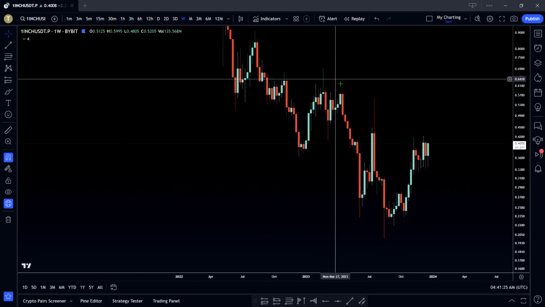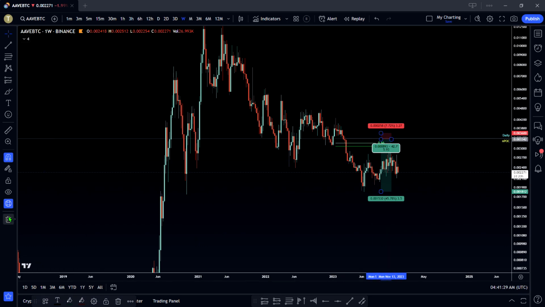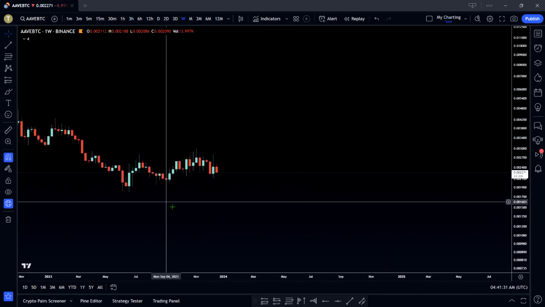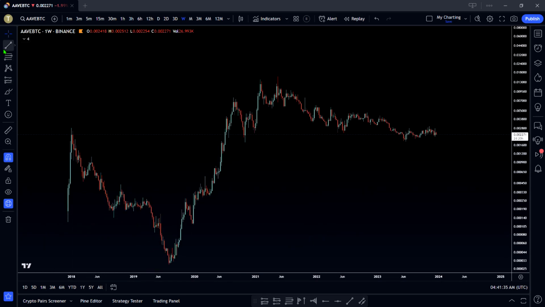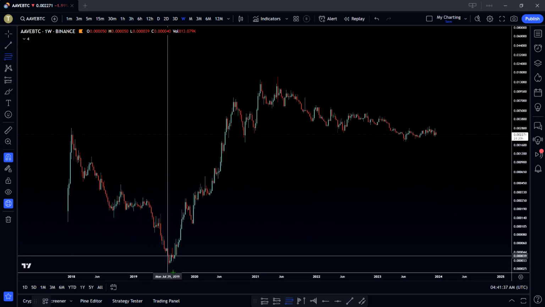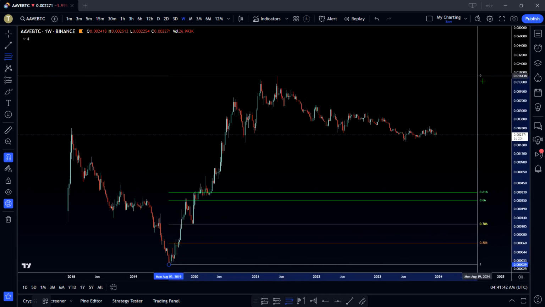Inversely, let's see. I'm going to go to 1 inch, but I want to show, let's just keep showing examples. Ave. All right, so let's just show Ave. I'm going to go from the very bottom. We're going to look for support this time, okay?